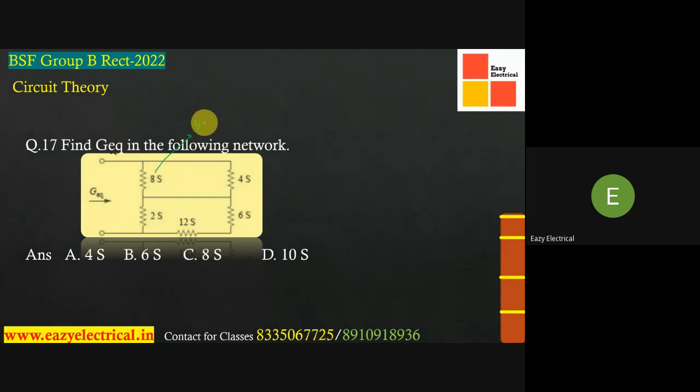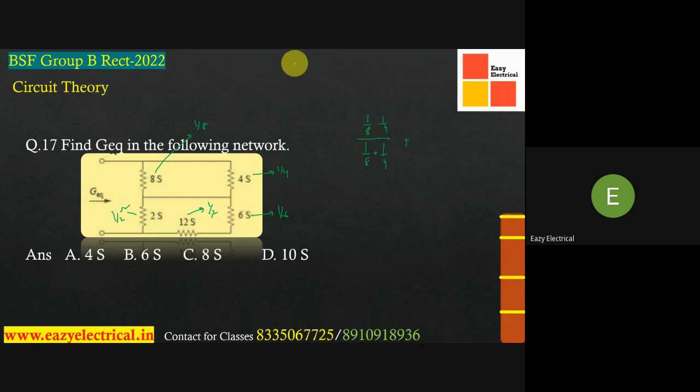This one will be 1 by 8. This one will be 1 by 4 ohms. This will be 1 by 6 ohms. This will be 1 by 12 ohms. This will be 1 by 2 ohms. Right or not? Now, these two resistances are connected in parallel. So, 1 by 8 into 1 by 4 upon 1 by 8 plus 1 by 4. This is in series with this combination. What is this combination? 1 by 2 and this 1 by 6 plus 1 by 12.